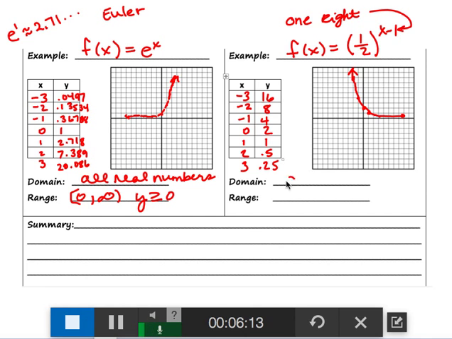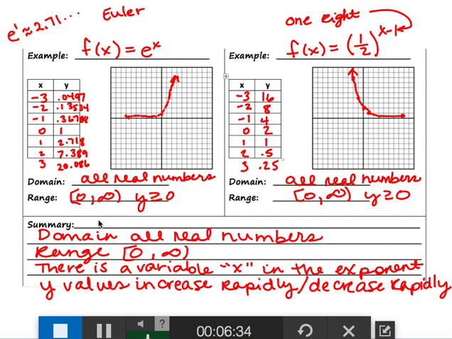The domain is still going to be all real numbers. And it's still not going over this line, the line right here, y equals 0. So the range is still going to be from 0 to infinity, or y is greater than or equal to 0.